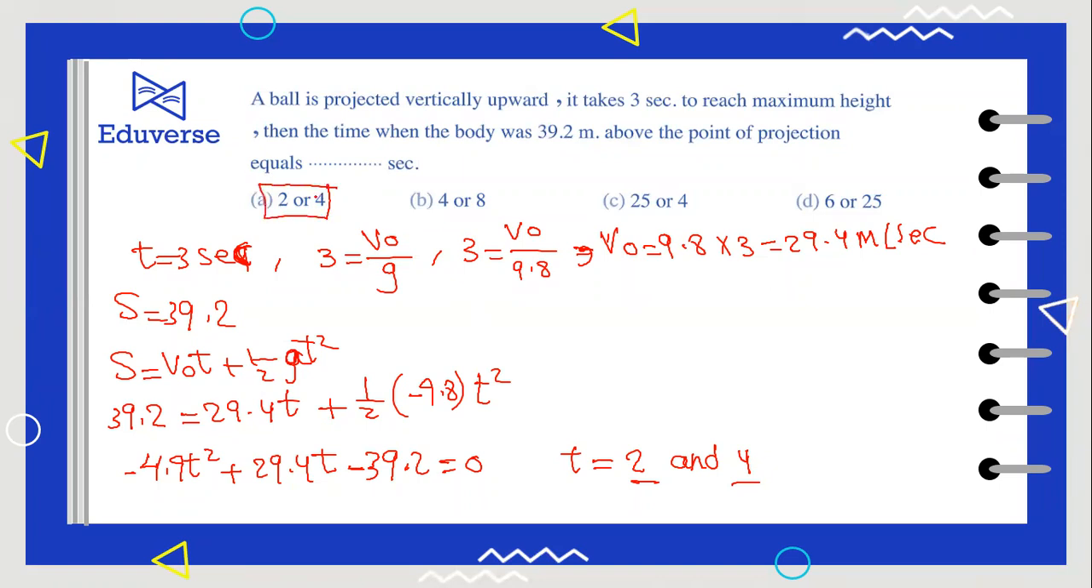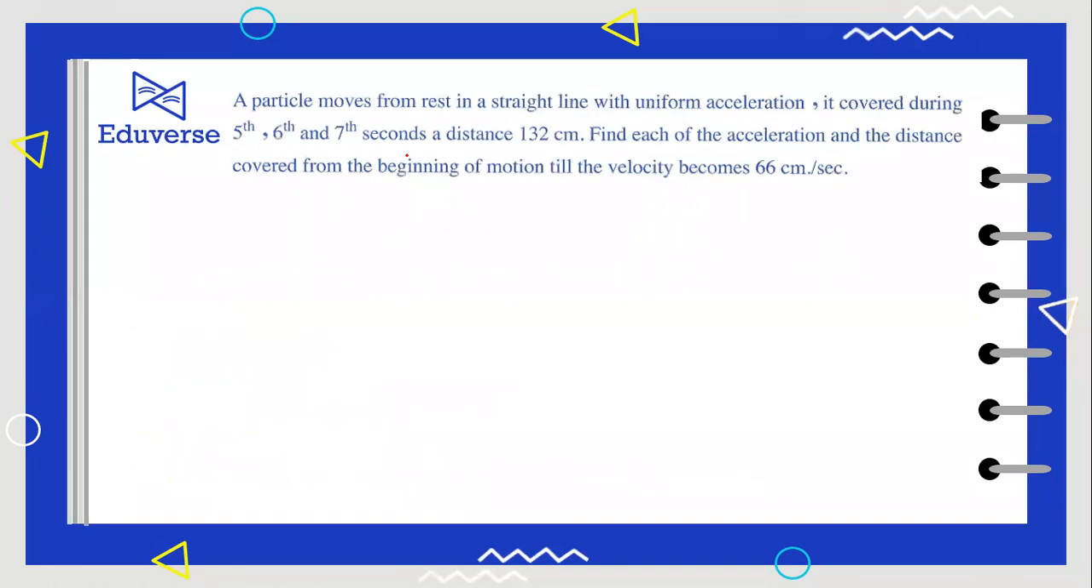Then I choose both of them. A particle moves from rest, that means V naught equals 0, in a straight line with uniform acceleration. It covered during the 5th, 6th, and 7th seconds, which means S of 7 minus S of 4 equals 132. Find the acceleration and the distance covered from the beginning of motion till the velocity becomes 66.